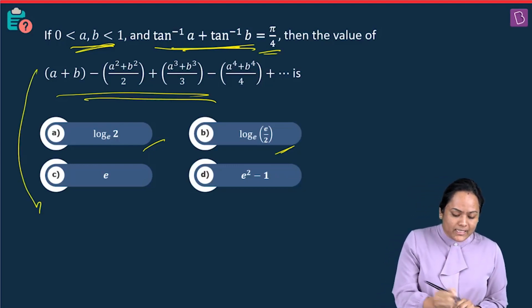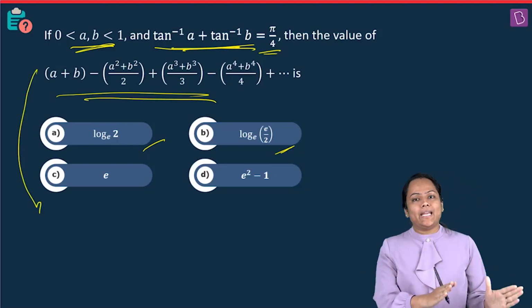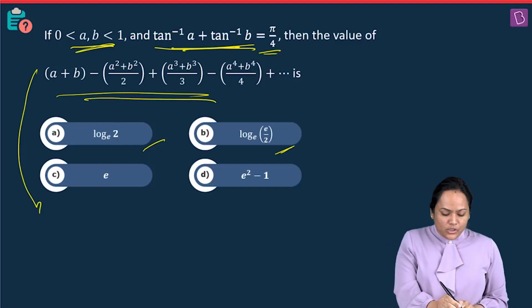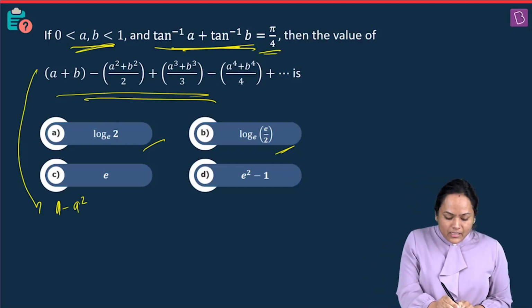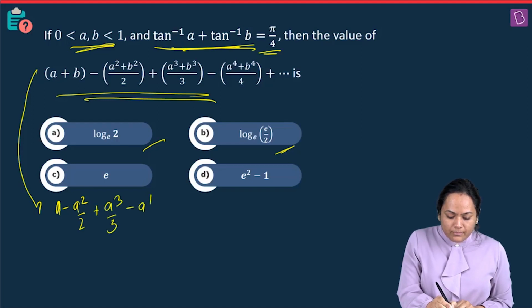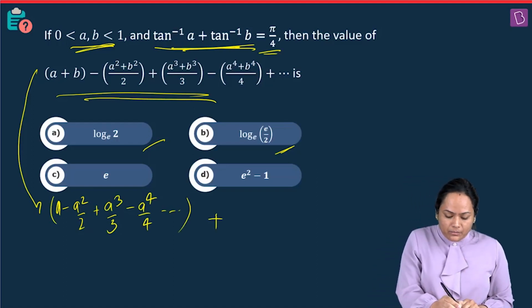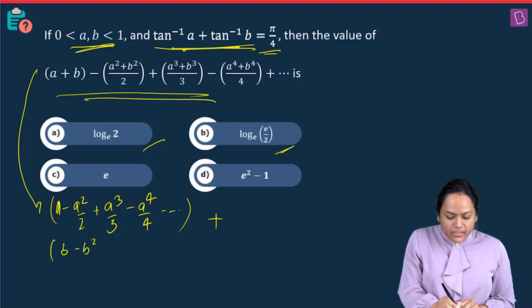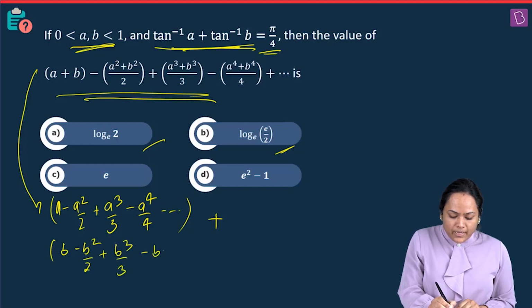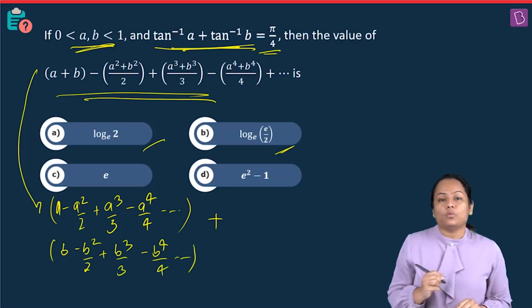If you look at the series, I'm separating my a terms and b terms. So my a terms are a minus a square by 2 plus a cube by 3 minus a raised to 4 by 4 and so on. And similarly, when I separate my b terms, it's on a similar pattern: b minus b square by 2 plus b cube by 3 minus b raised to 4 by 4 and so on.